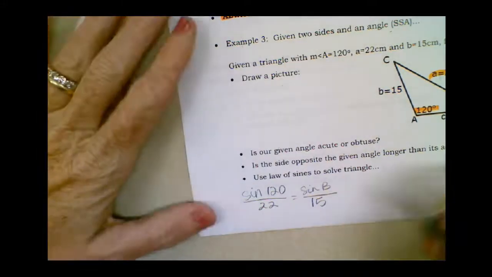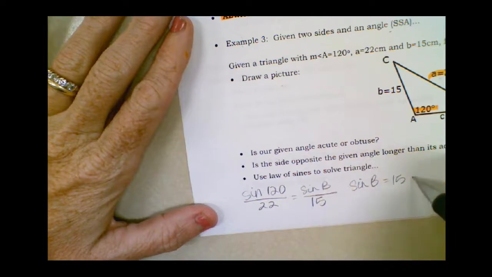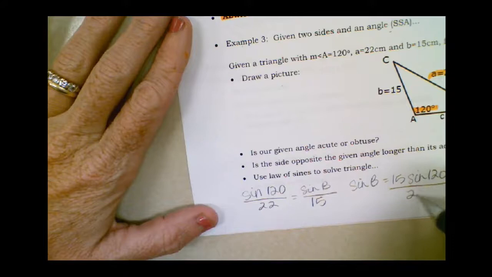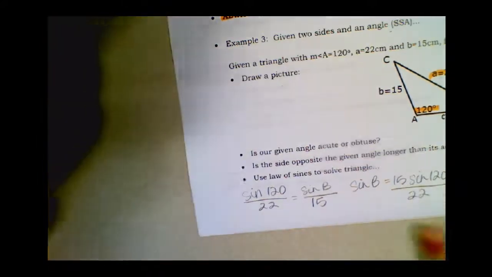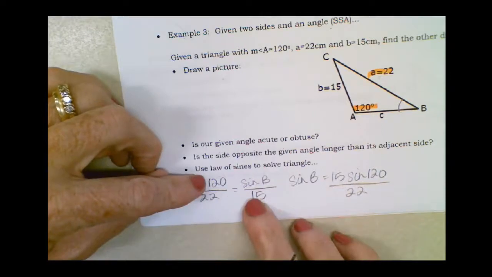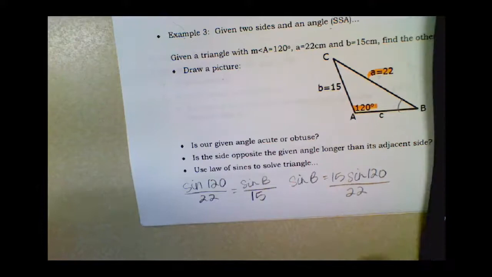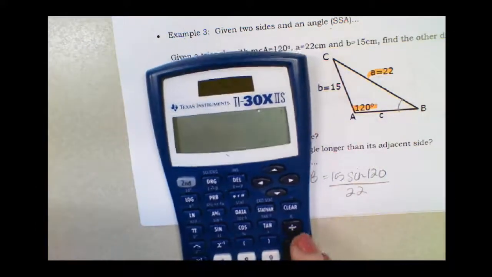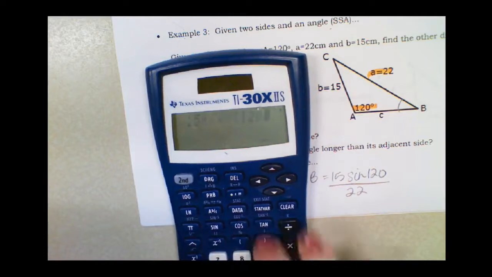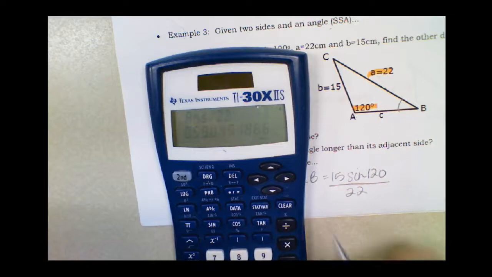Okay, so sine of B equals 15 sine of 120 divided by 22. So really when you're shortening up this cross multiplying, you're multiplying the diagonal pair that you have together, and dividing by the other number. So this ratio that I get here is going to be 15 times sine of 120 divided by 22.